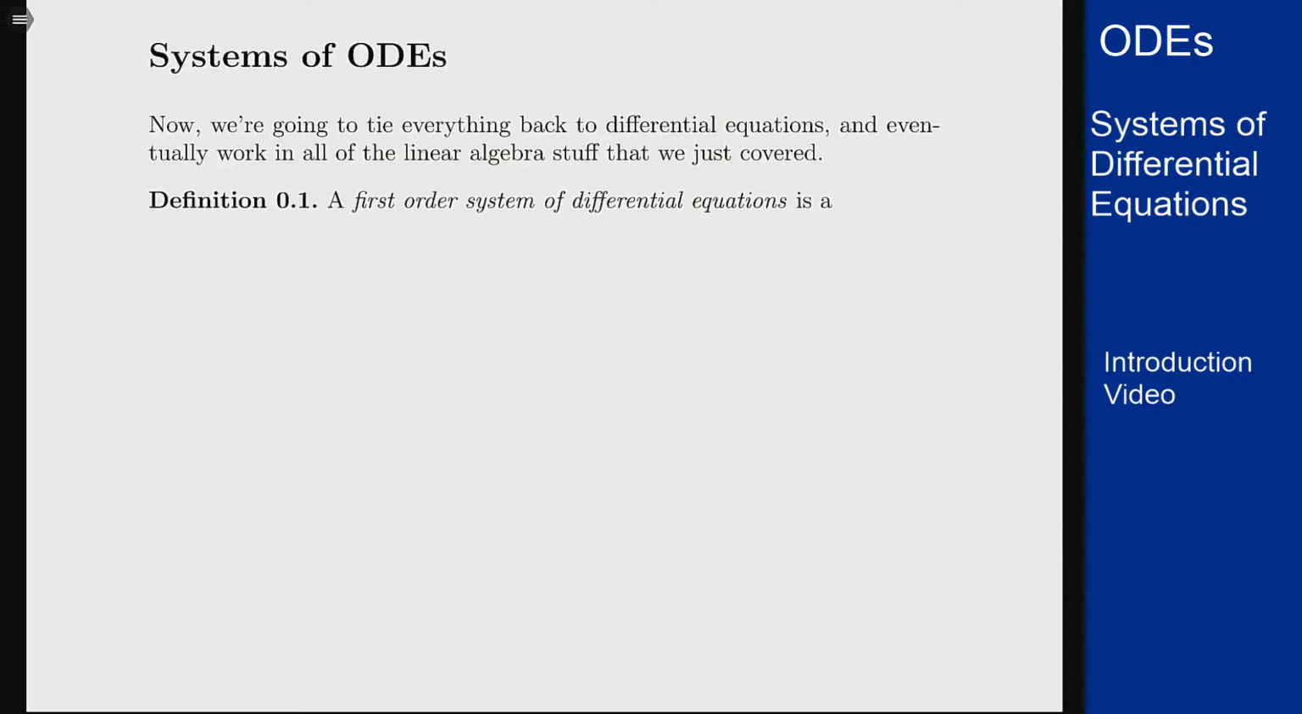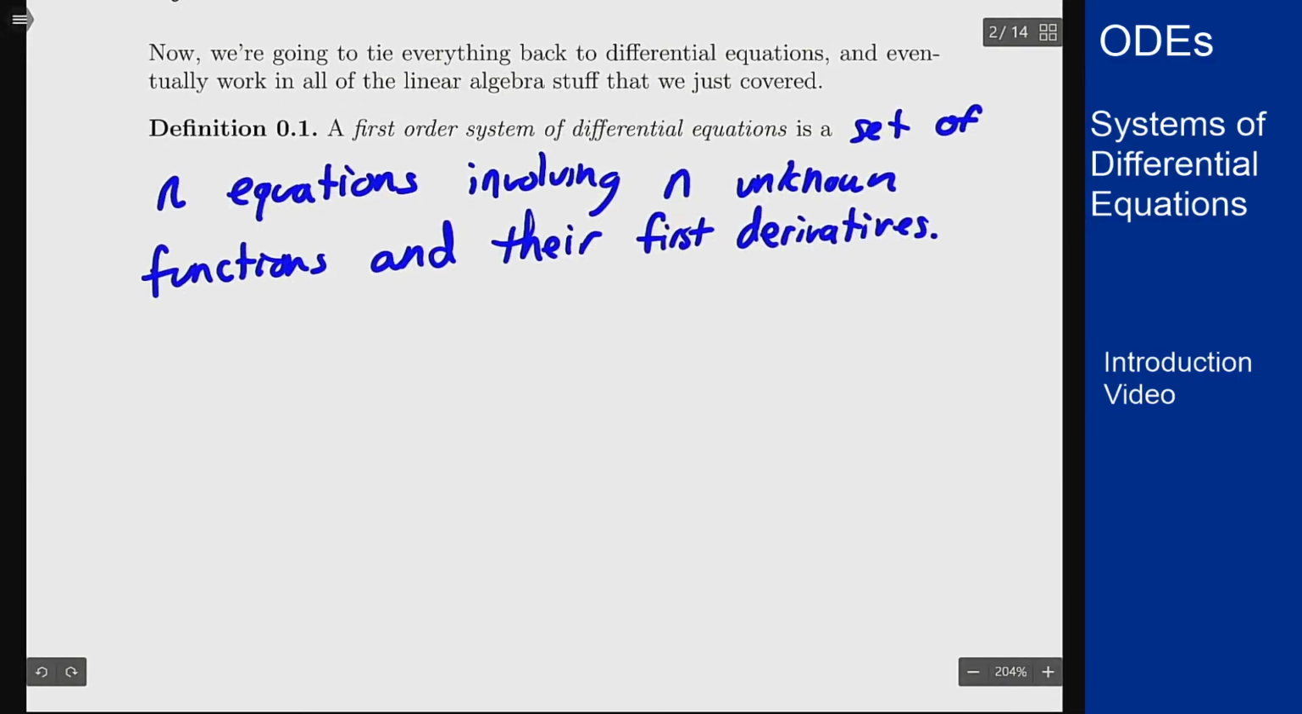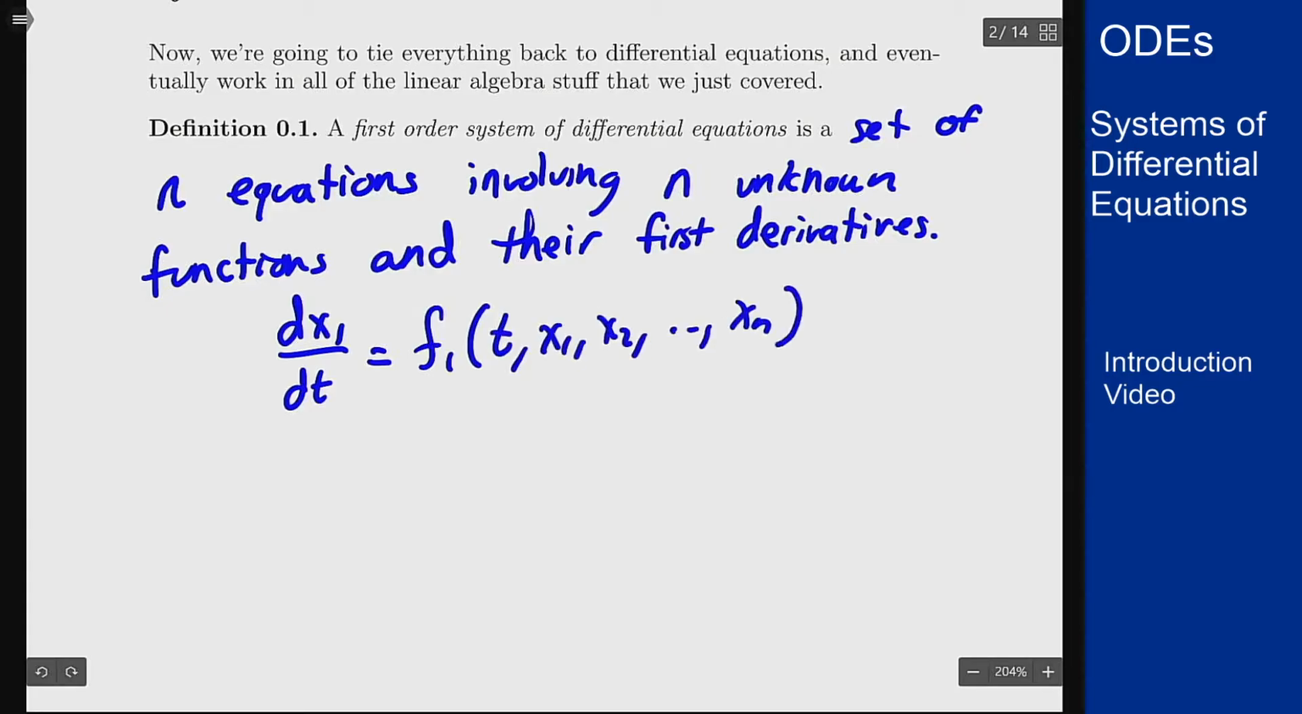A first-order system is a set of n equations involving n unknown functions and their derivatives. So in general, it's something like the derivative of the first function with respect to time is some function f1 of t and any of the unknown functions that we're looking at. So there's allowed to be interaction. That's the important thing of a system, is these variables are allowed to interact with each other. The rate of change of the first one can depend on time, the first one, the second, third, and any of the other ones as well.